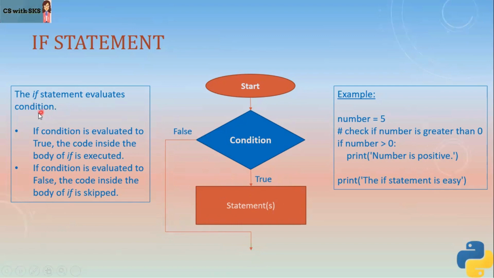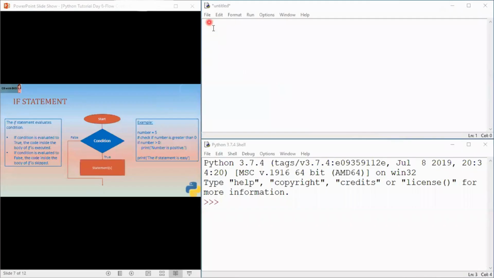So the if statement evaluates the condition. If the condition is evaluated to true, the code inside the body of if is executed. If the condition is evaluated to false, the code inside the body of if is skipped. So let's start with the example.